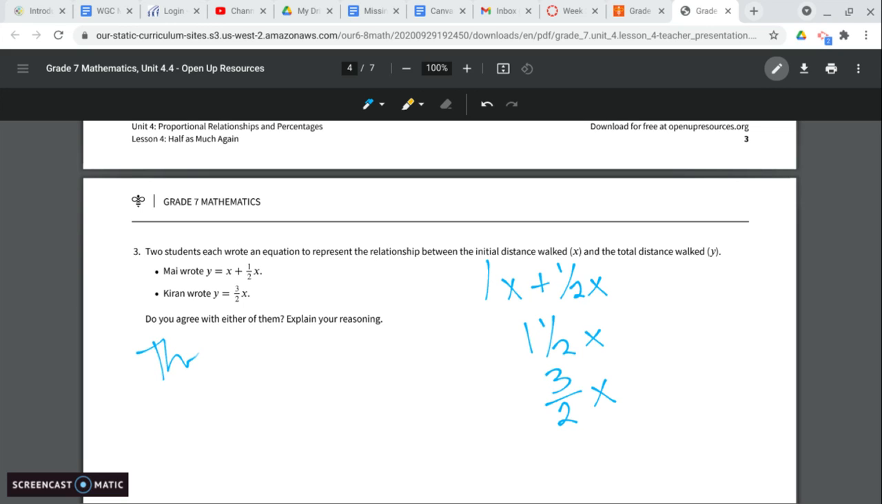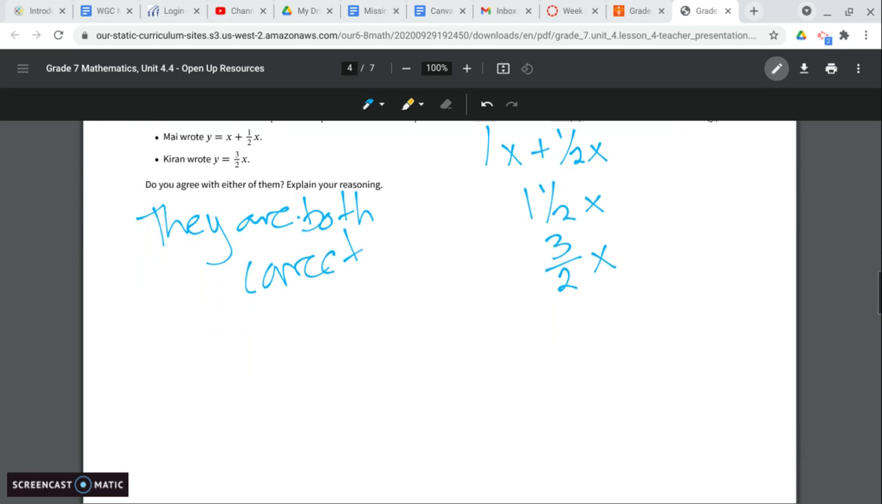So they are both correct. So the quotient of the total distance walked and the corresponding initial distance walked is constant. It's the 1.5. So they're both walking that 1.5 times the initial distance. So we can agree with both of them in this case. All right.